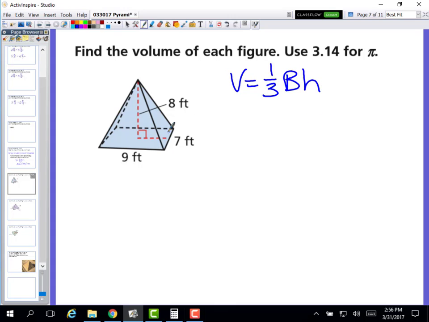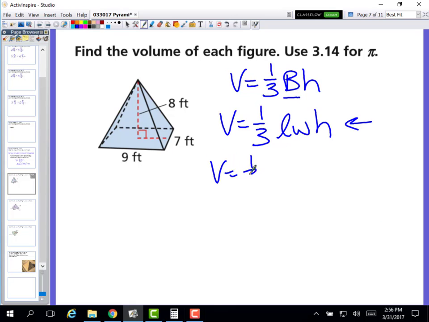Now we need to look at the base itself, and we find out that this base is a rectangle. Okay, so that means that I'm going to plug into this capital B the formula for a rectangle. So volume is equal to 1/3 length times width, because that's our basic formula for finding area of a rectangle, times the height of the figure. Now, I want you to write that formula down because it gives you instructions as to what to look for in finding the volume of this shape. So now we begin doing that.